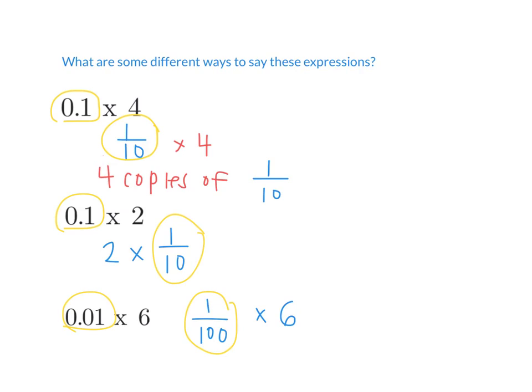Get your thumbs ready. We're going to do another thumbs up if you agree, thumbs down if you disagree. There's no in between. Every fraction can also be written as a decimal. Think about it. Every fraction can also be written as a decimal. Talk to people around you. Why do you agree or disagree?